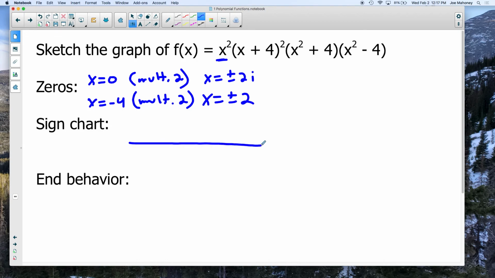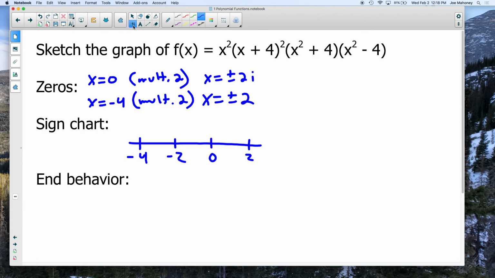All right, let's do our sign chart. I've got a value at negative 4, a negative 2, a 0, and a 2. Remember, I can only do the real ones. I can't do the imaginaries. If I multiply all these x's together, I get 8 x's, and x to the 8th eventually if I multiply it all out.